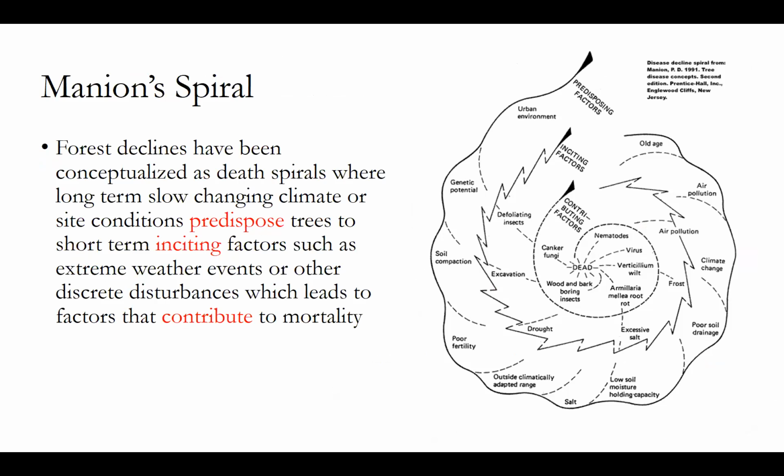Forest declines have been conceptualized as death spirals, such as Manion's spiral pictured here. The spiral is basically showing that more than one issue causes the death of a tree. First, a predisposing factor, such as changing climate or site conditions, reduces the ability of a tree to withstand injury or biotic attack. Then, short-term inciting factors, such as drought or defoliation, result in the first symptoms of decline and the reduced ability to tolerate adversity. Finally, contributing factors, including a variety of insects and pathogens, result in mortality.